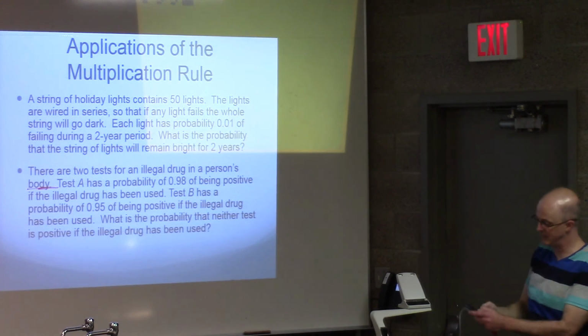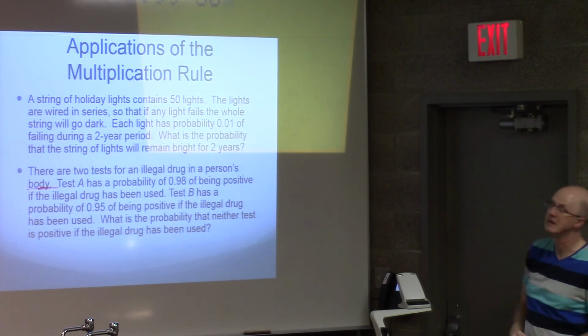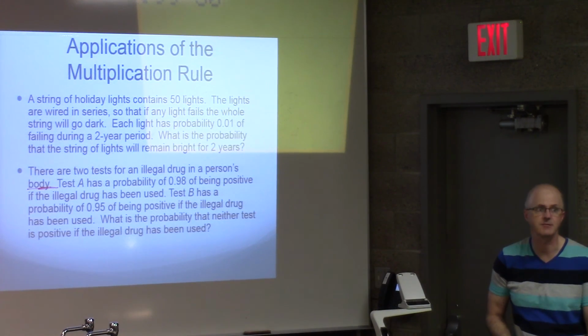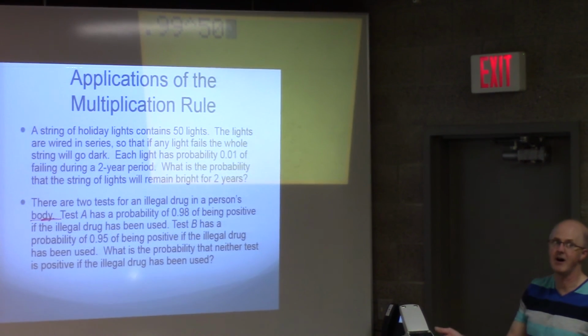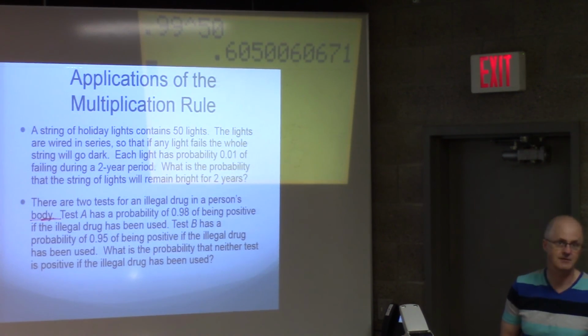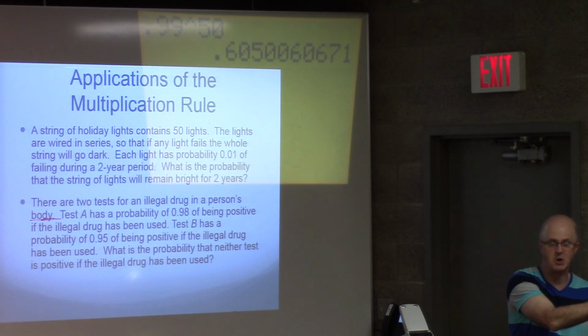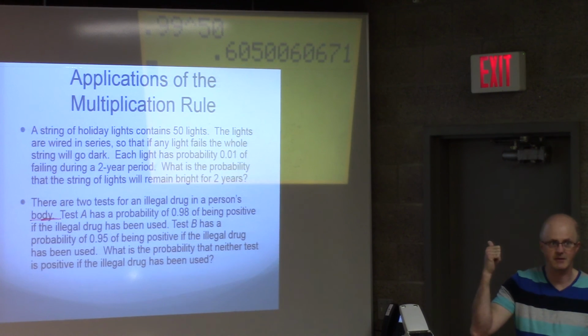Since there's 50 of them, you've got to raise this to the 50th power to multiply 0.99 times itself 50 times. The probability that they all do not fail, they all are still good after 2 years, is 0.605. I used the rule, an extended form of it for 50 terms, for independent events, to calculate that.